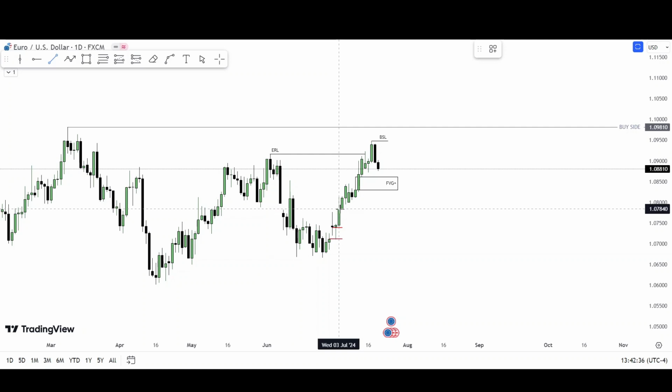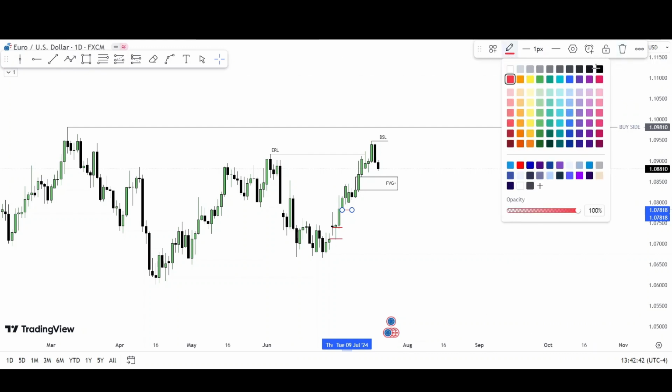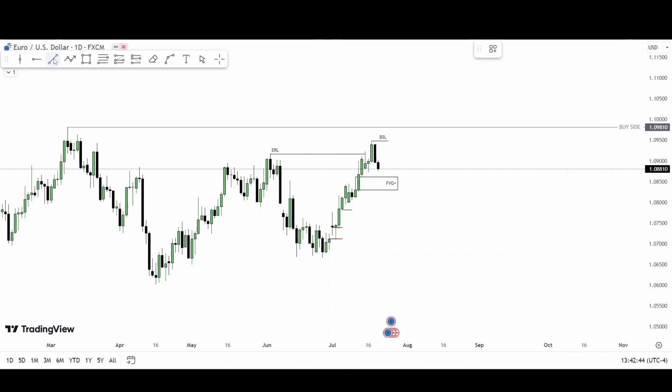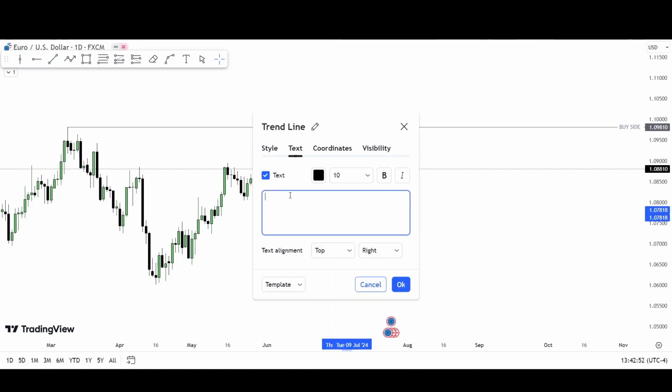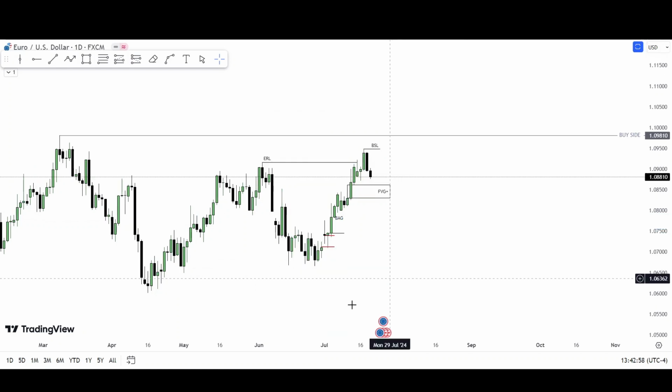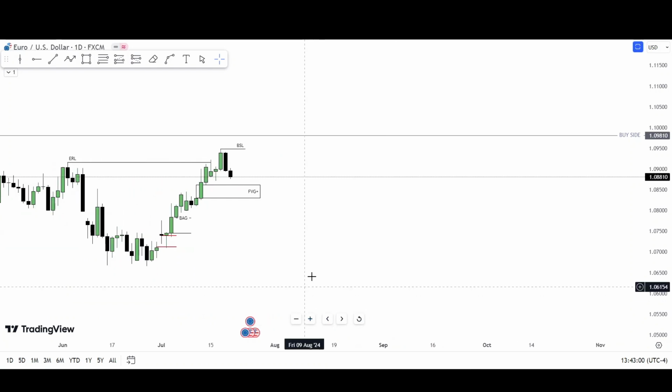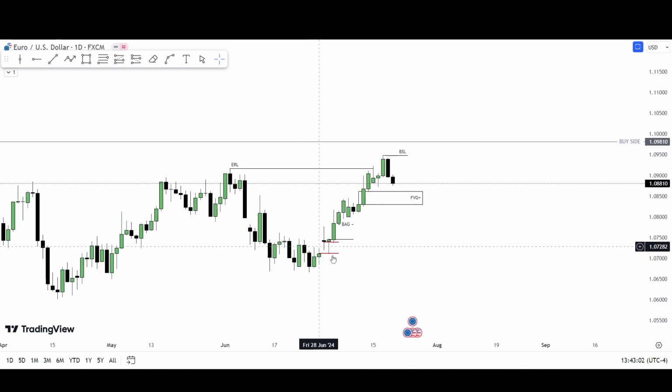Then what does price do? It leaves the gap open, and price doesn't come back to this gap. Why doesn't price come back to this gap? For one reason, because this gap becomes a breakaway gap. Put this in the middle. This becomes a breakaway gap on the daily time frame.